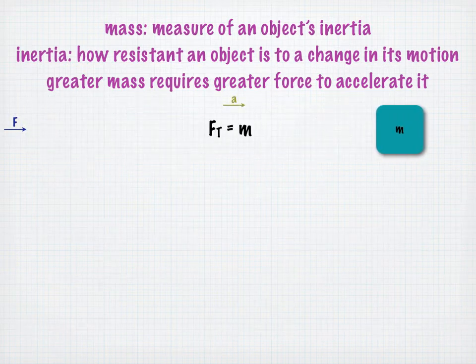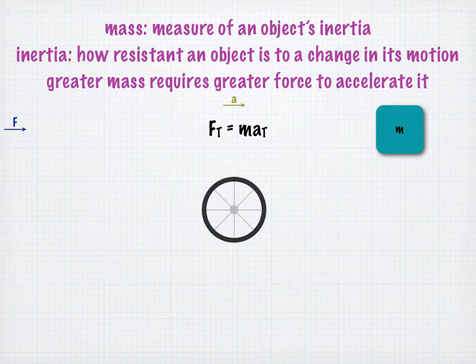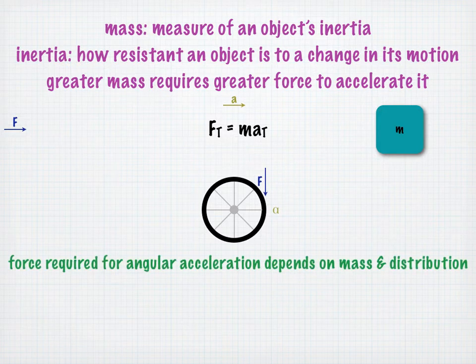Here's Newton's second law of translational motion, just replacing net force with translational force, and acceleration with translational acceleration. A certain amount of force is also required in order to accelerate a rotating object about its axis. This force depends on the mass of the object, but also on how the mass is distributed around the axis of rotation. What does this mean?